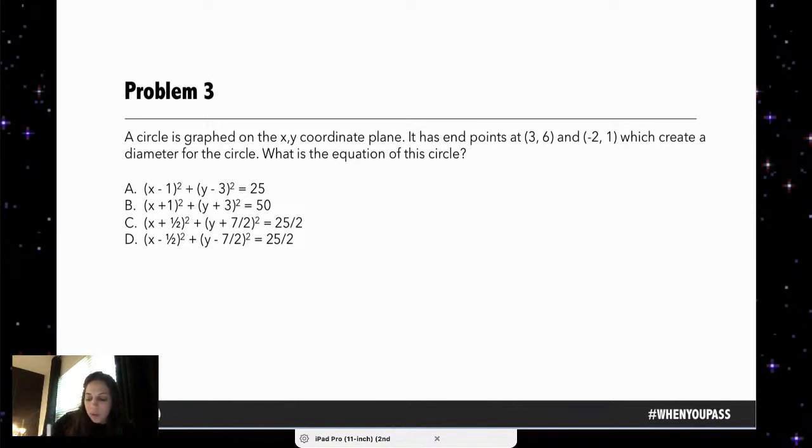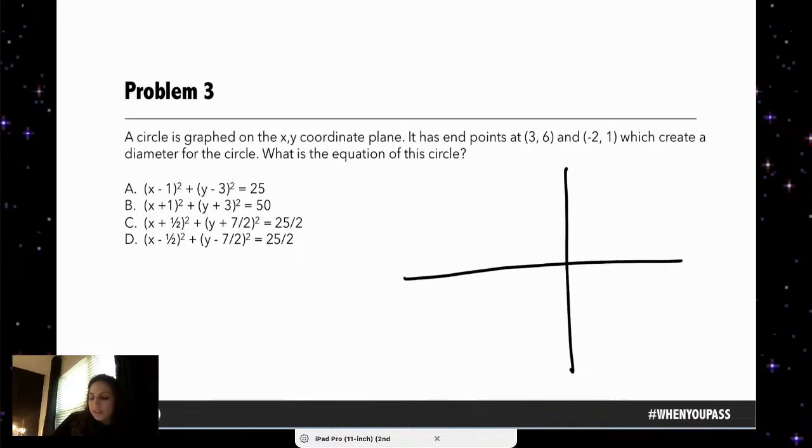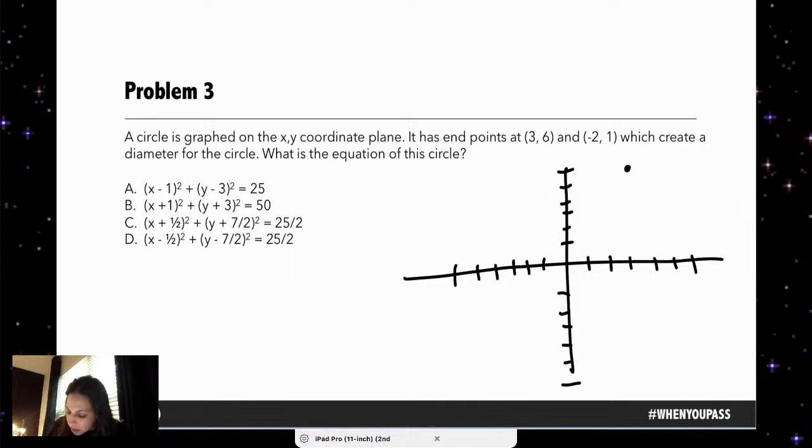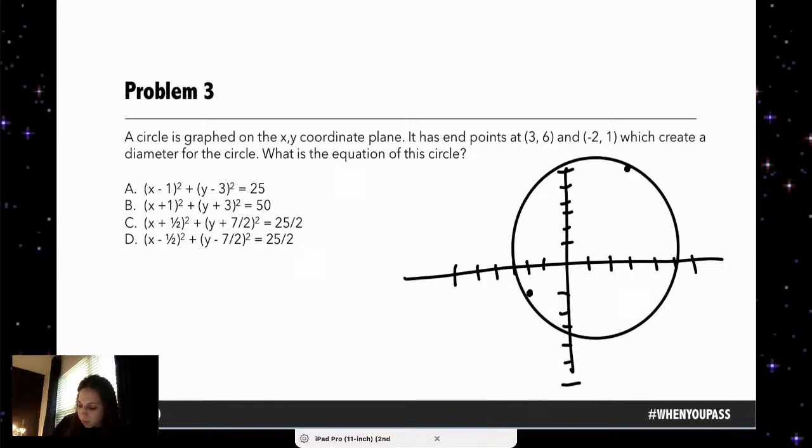Now, when we take a look at this, I'm the kind of person that immediately graphs it. I'm going to do a rough sketch, but I'm definitely going to graph it. 1, 2, 3, 4, 5, 6 on each axis. Plot (3, 6) and (-2, 1). So those are the endpoints of my circle.